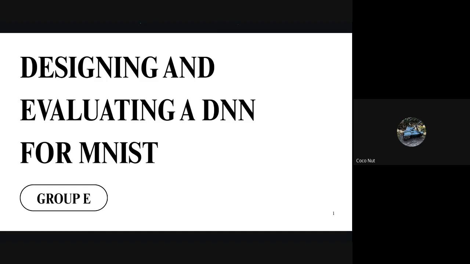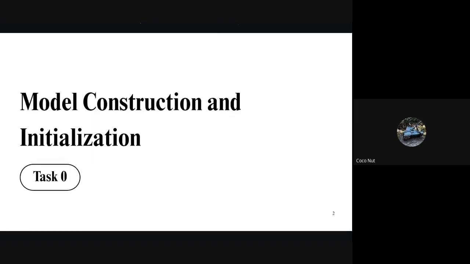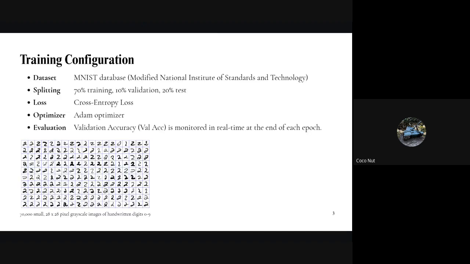All right, so hello, we are Group E, and today we are going to explore the efficiency of neural network architectures using the MNIST dataset. The MNIST consists of 70,000 grayscale images of digits 0 to 9. And in text 0, we split data into 70, 10, and 20 percent for train, valid, and test. And we fixed the seeds for reproducibility. And we use Adam optimizer, cross entropy loss, and trained for 50 epochs.